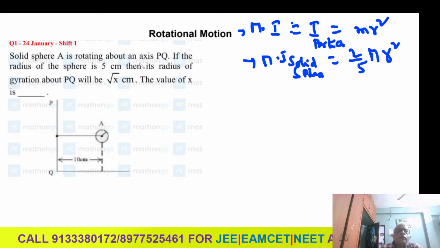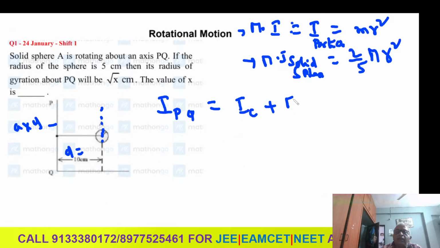Solid sphere A is rotating about an axis PQ. This is our axis, and the solid sphere is here. You know the parallel axis theorem. I want to know I about PQ, and the perpendicular distance is 10 centimeters. I PQ is I center of mass, IC, plus md square, where d is 10 centimeters.